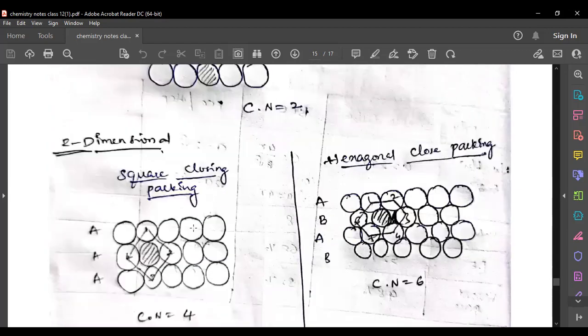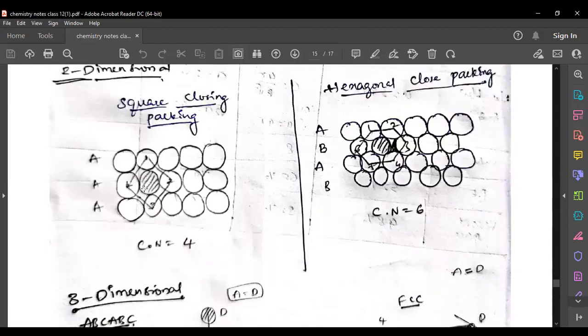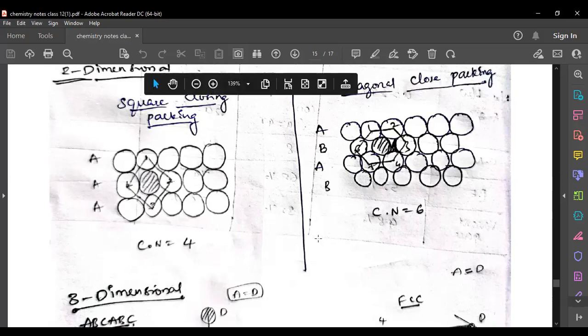In the same way, if you take the square close packing and this shaded atom, how many atoms are directly touching? 4, sir. That means the coordination number will be 4. But in the case of hexagonal close packing, 6 atoms are directly touching the given atom. So the coordination number will be 6 in hexagonal close packing. Fine? Yes, sir.